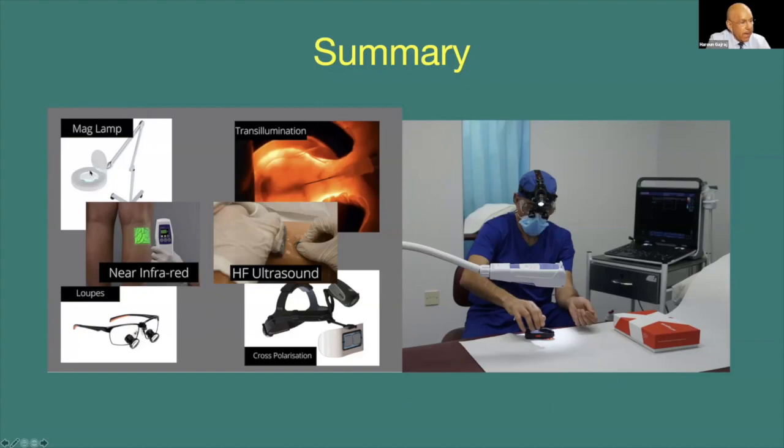I've got a mag lamp, which I don't use very often. I use a vein light, near infrared, high frequency ultrasound. I like to have a high intensity LED light source on my head, and I use surgical loupes because I think they give the best optics.